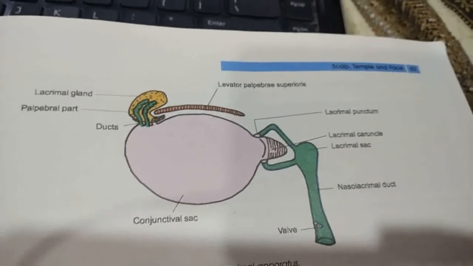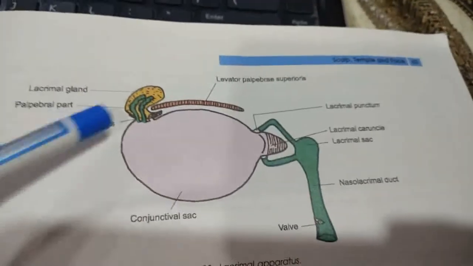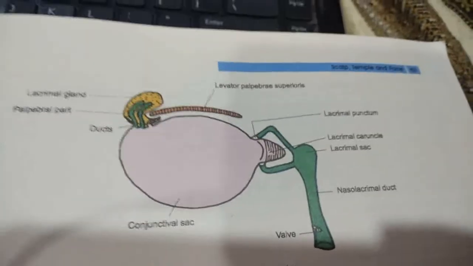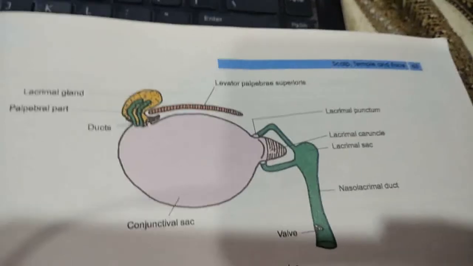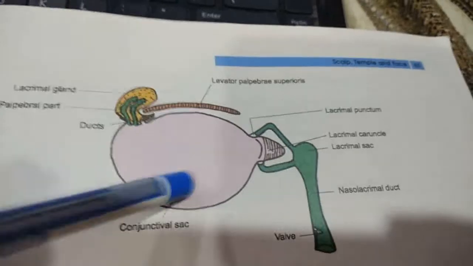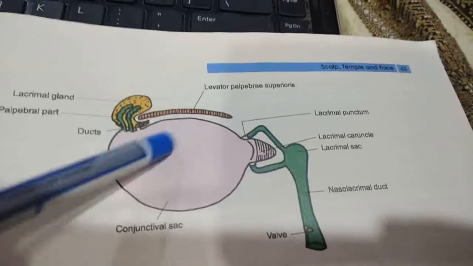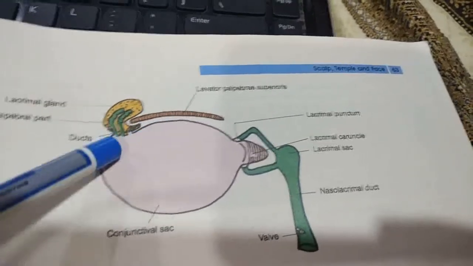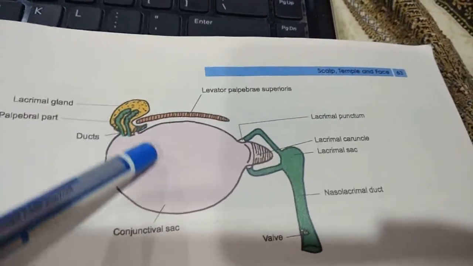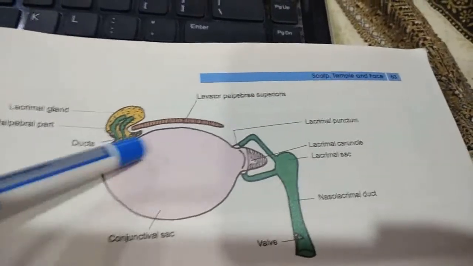near the superior fornix. So there are dozens of its ducts piercing the conjunctival area of the upper lid and opening into the conjunctival sac. So this is the conjunctival sac. There are dozens of ducts entering into the conjunctival sac near the superior fornix.